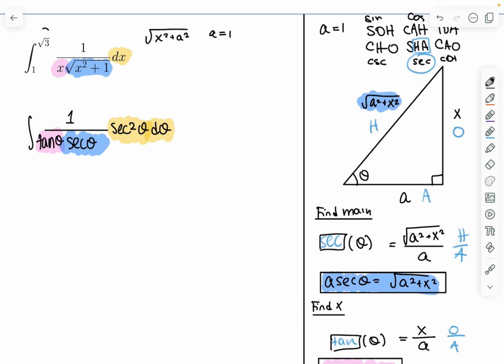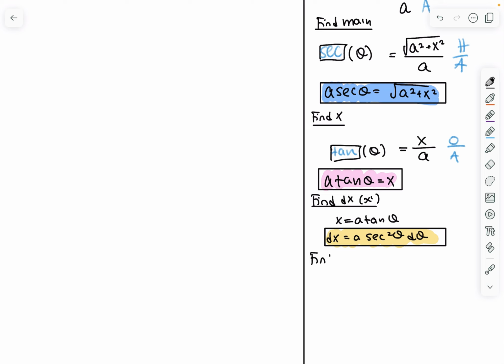Now lastly, I have to replace my bounds and put them in terms of theta, because right now they're in terms of x, right? x is equal to 1 to x is equal to square root of 3. So we have to find our bounds. If x is equal to the square root of 3 and x is equal to 1, then what is theta? Well, we actually have to find what theta is. So finding bounds is really finding theta as well.